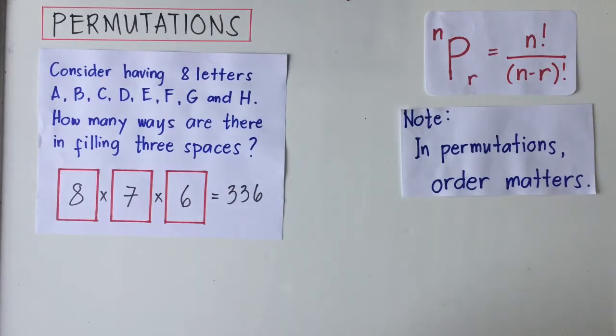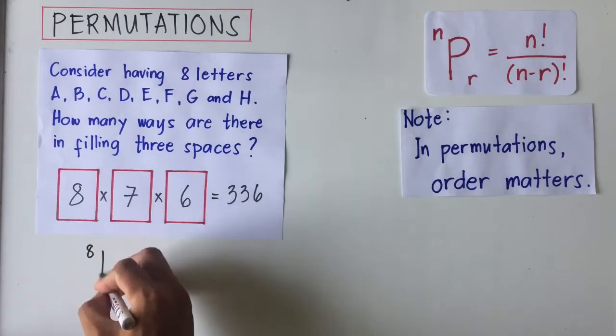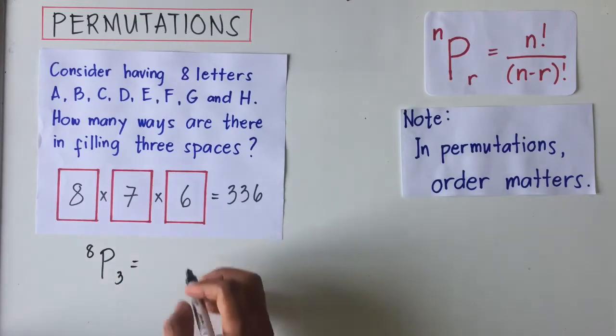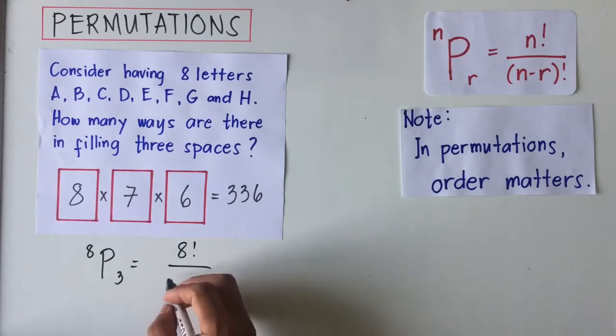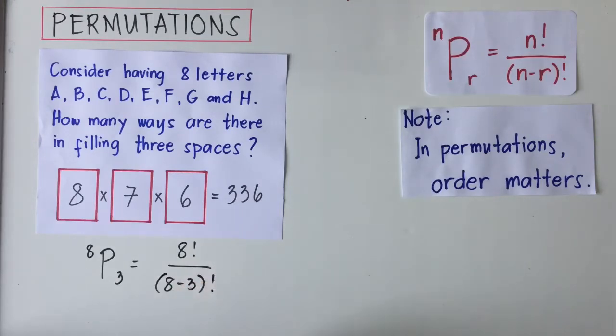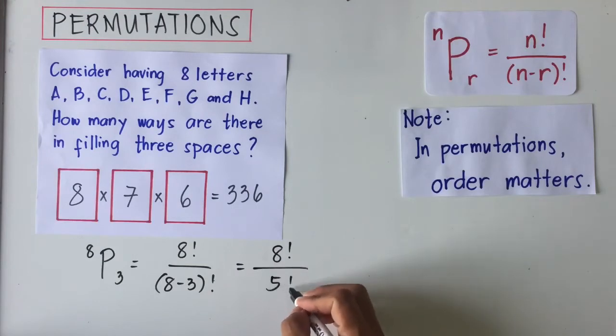So is there another method on how to do this? There is, by using this formula. And how to go about that one? It can be n is 8, P, then r is 3. It will become 8 factorial over 8 minus 3 factorial. And 8 minus 3 is equal to 5 factorial. So it will become 8 factorial over 5 factorial.